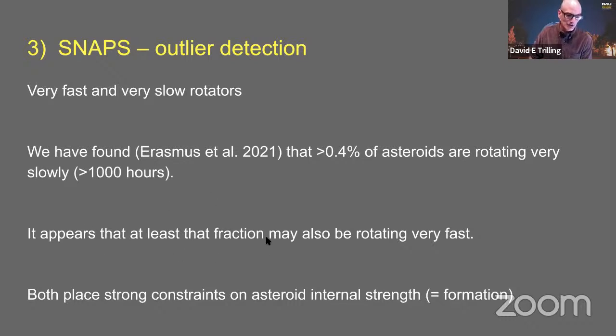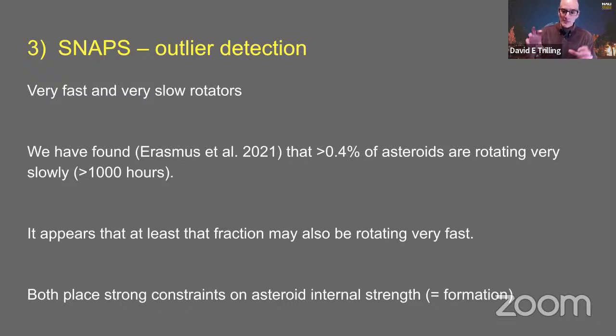It also appears that at least that fraction may also be rotating very fast. That is less than a couple hours. And that is work that we're still confirming those results. So I'm not going to put a number on it yet, but I will tell you that in both cases, we can place strong constraints on asteroid internal strength.